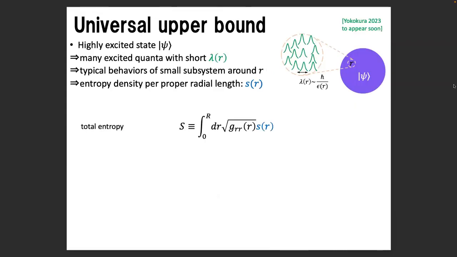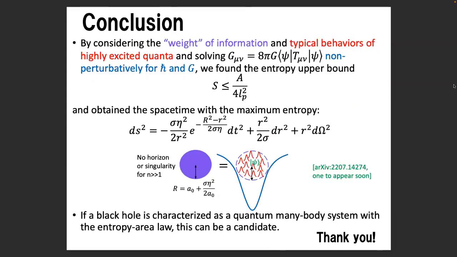Okay, conclusion. In this talk, I have considered the weight of information and typical behavior, and then solved the semi-classical Einstein equation non-perturbatively, and we get this entropy upper bound. The saturating condition comes from this metric. So if a black hole is characterized as a quantum many-body system with entropy proportional to area, then this configuration can be one candidate. Okay, thank you very much.